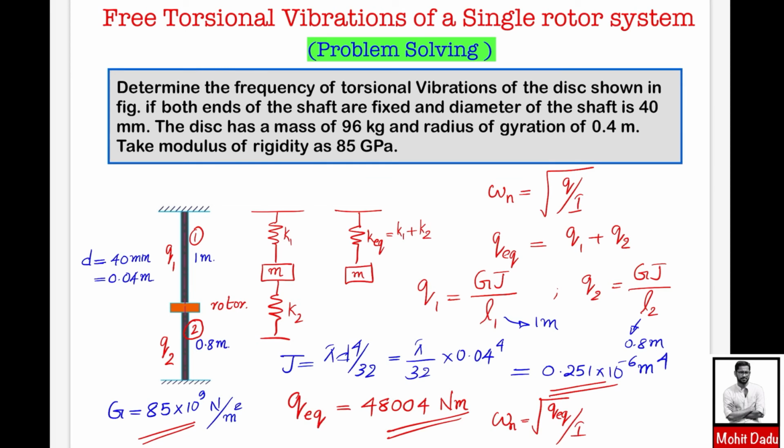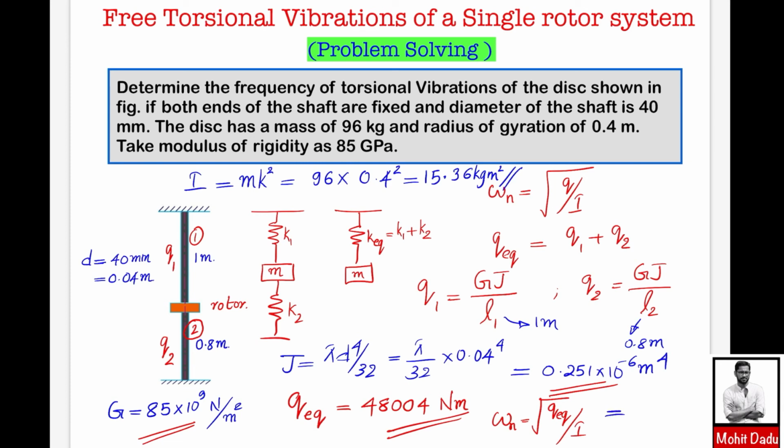Now you have q equivalent. For evaluating the mass moment of inertia, that is the property of this rotor, they have given the mass of the disc or rotor and the radius of gyration. So I is equal to m into k square, mass into the square of the radius of gyration. Mass is 96 kilogram and radius of gyration is 0.4 meter, so it is 0.4 square. You can find the inertia in kilogram meter square, which will be 15.36 kilogram meter square. So now you have the q equivalent value and the I value, and from this you can evaluate the natural frequency.